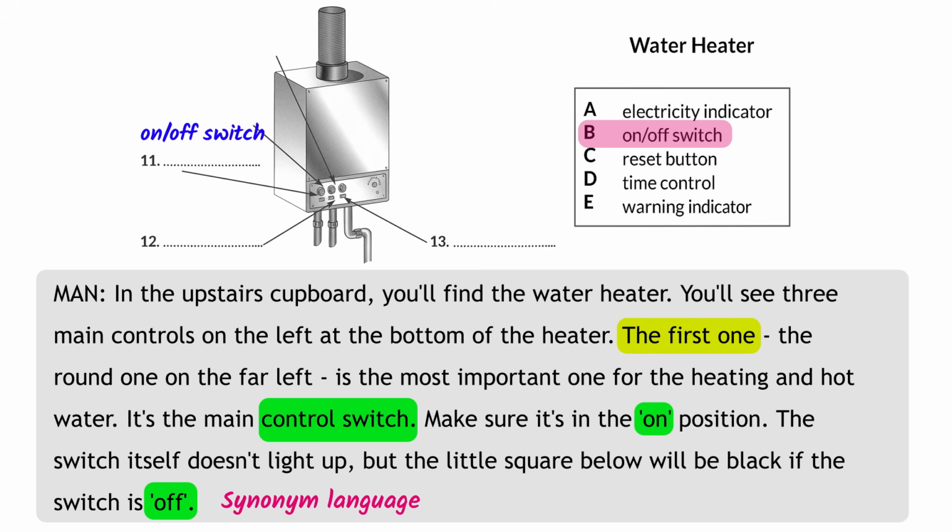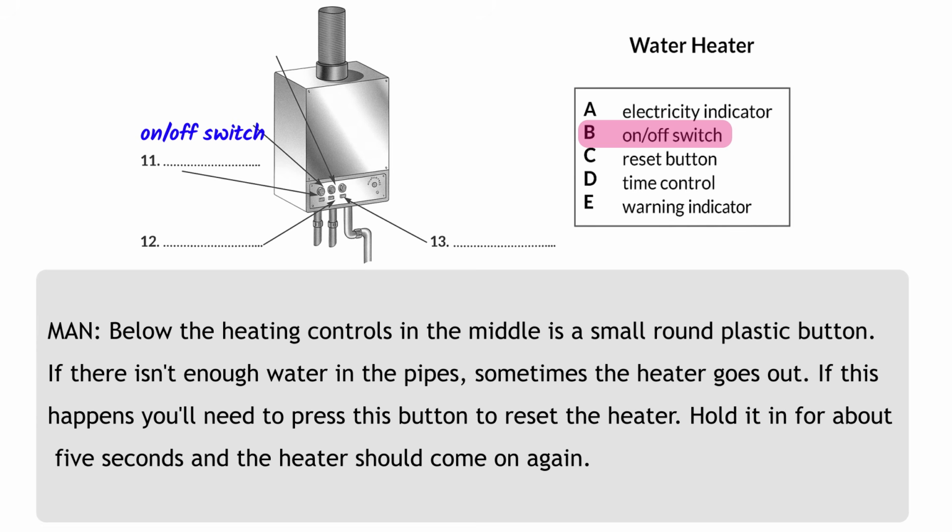So you see, it's a little bit challenging here because it starts with question number 11. Now, what about question number 12? What's the label for that? All right, the man continues by talking about the cupboard here, about the heater. Below the heating controls is in the middle. Now, we know that question number 12 is the middle, right? Below the heating controls, in the middle is a small round plastic button.